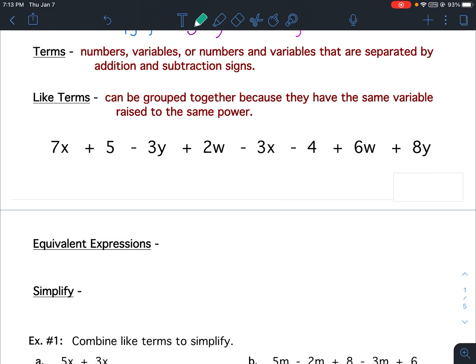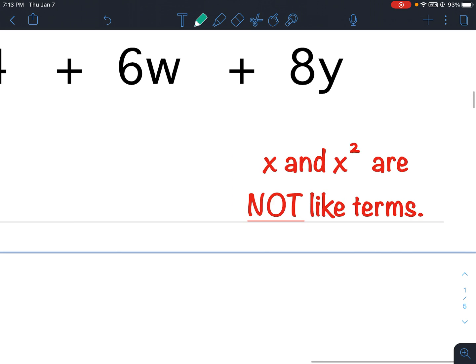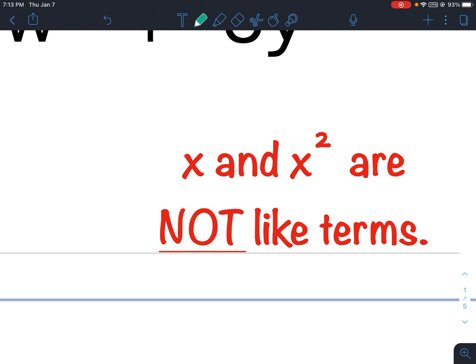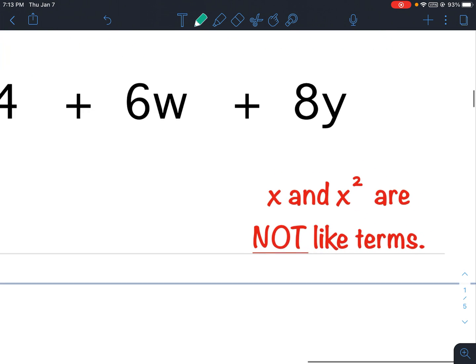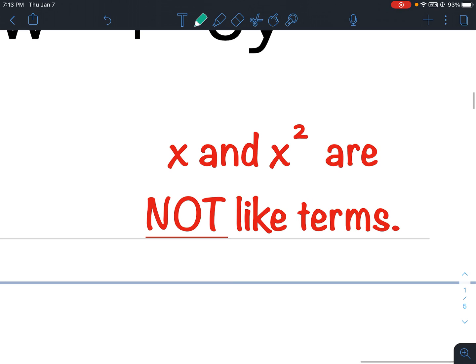Like terms can be grouped together because they have the same variable raised to the same power. A lot of people understand that it needs to be the same letter. Remember, variable is the letter. But some forget that it also needs to be the same exponent, if there is an exponent. In other words, x and x squared are not like terms. Put that in the bottom right-hand corner of the first page. x and x squared are not like terms.